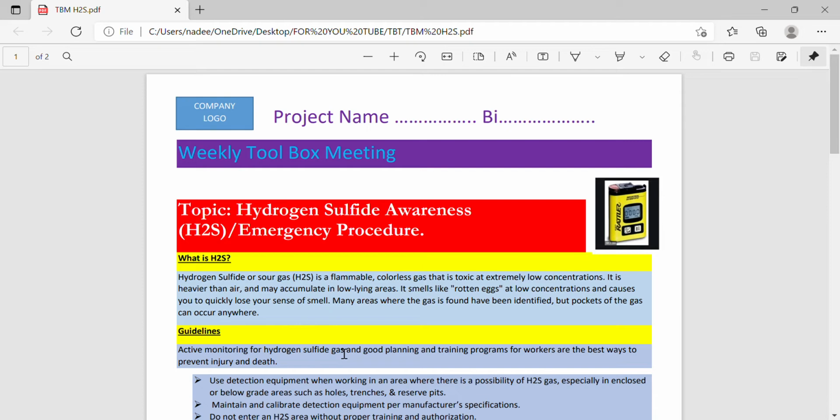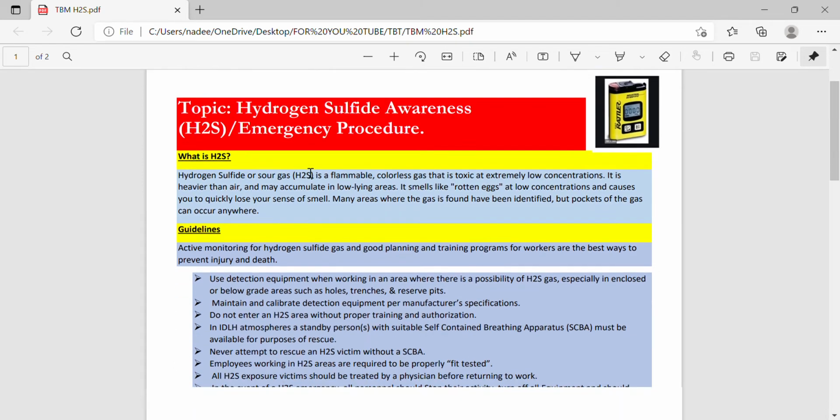There are several cases where, due to hydrogen sulfide and due to unawareness of the personnel, they were affected, and even some were killed also. So as you can see here, guys, you can make your own form. You can fix here company logo and project name and weekly toolbox meeting. You can change the colors, and this is just an example I have given.